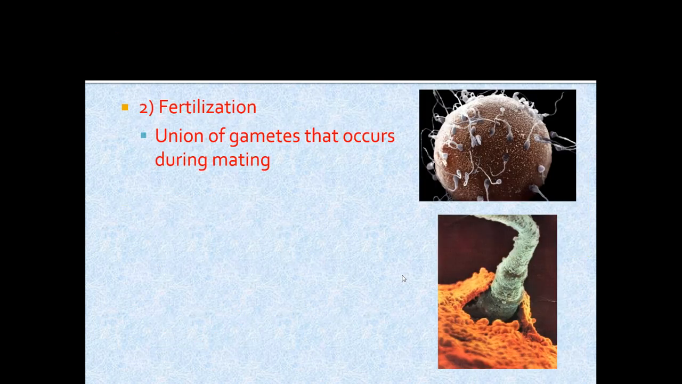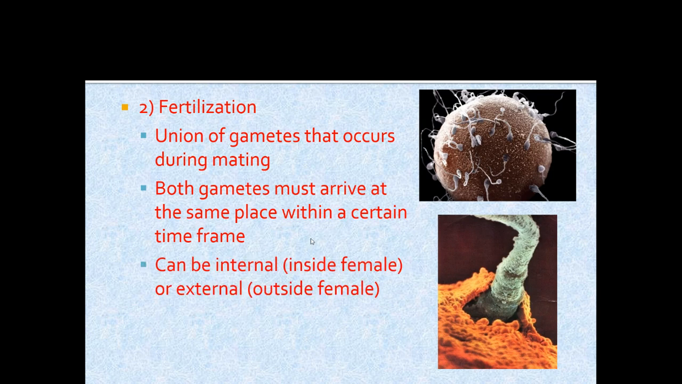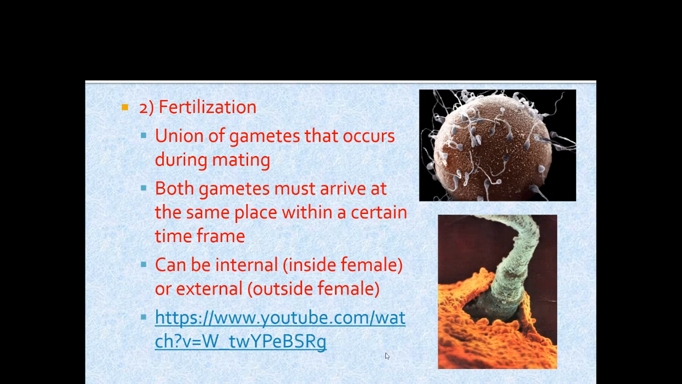When they meet, the union of those two, male and female gametes, you call it fertilization. You will see on this picture a lot of sperm trying to fertilize this egg, but the lucky one is this one here. So he gets to fertilize the egg. Both gametes must arrive at the same place at the right time. It can be internal, which is inside the female, or external, which is outside the female.